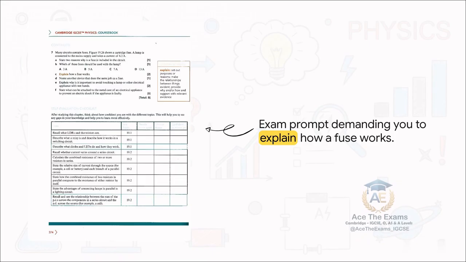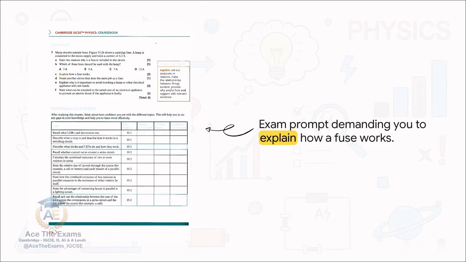Remember our command word training from earlier? Because it says explain, a simple one-word answer gets you 0. If you just write, it stops fires, you completely fail the question. You need the physics mechanism. You need the why and the how.